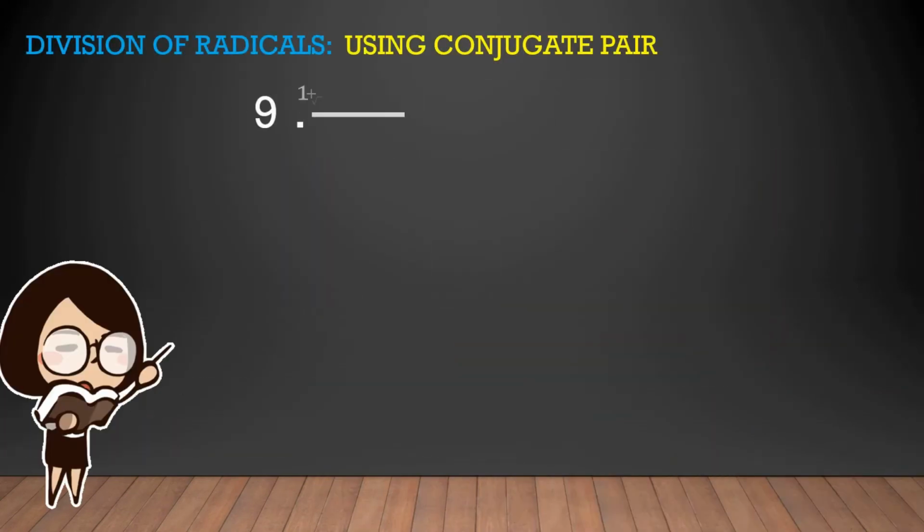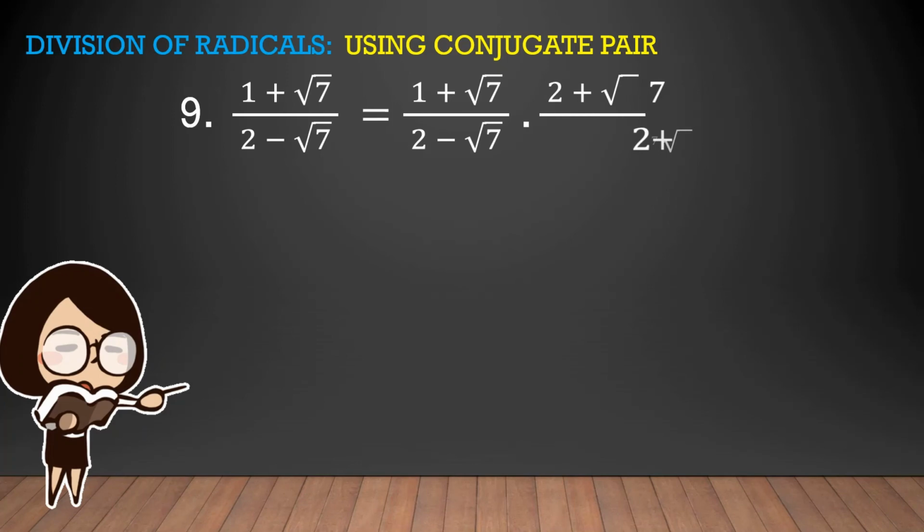Okay, our next example in using conjugate pairs. If you have 1 plus square root of 7 all over 2 minus square root of 7, just copy the given. The conjugate pair of 2 minus square root of 7 is 2 plus square root of 7. So, let us multiply now.